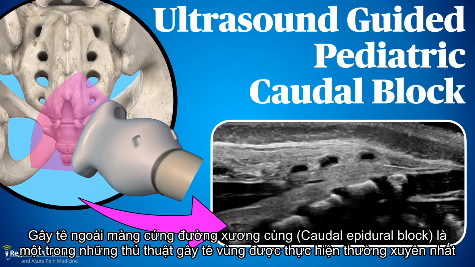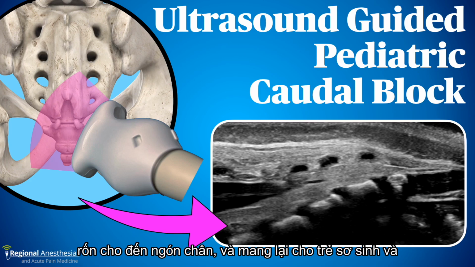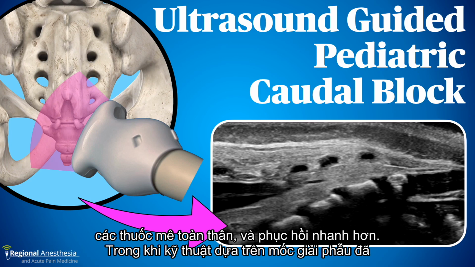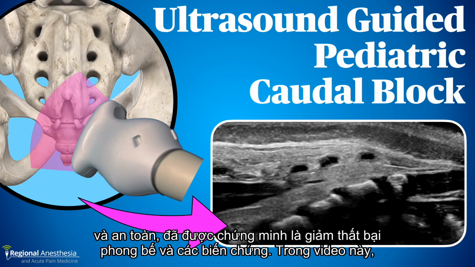Caudal epidural block is one of the most frequently performed regional procedures on children. It's used to provide surgical or procedural analgesia from the umbilical region to the toes, and provides infants and kids with better pain control, less exposure to general anesthetic agents, and a faster recovery. While the landmark technique has been used since the 1930s, the ultrasound-guided method is simple, slick, satisfying, and safe, and has been shown to reduce block failure and complications.